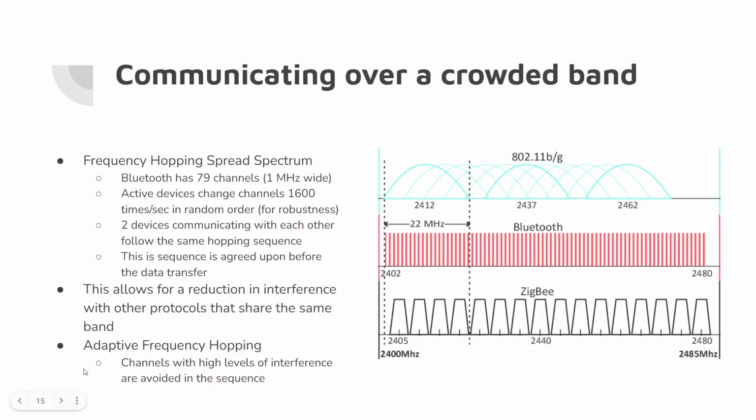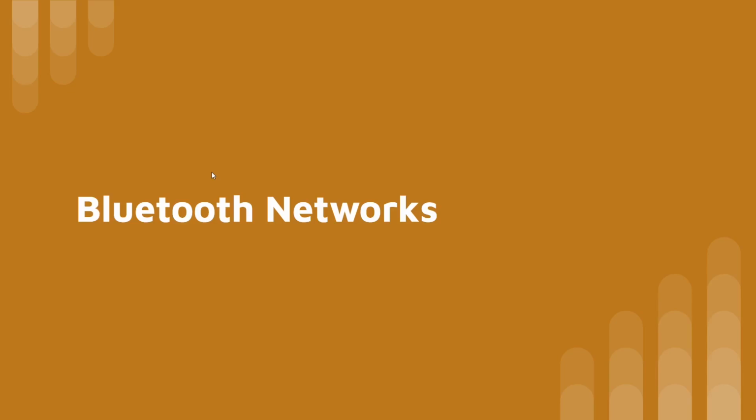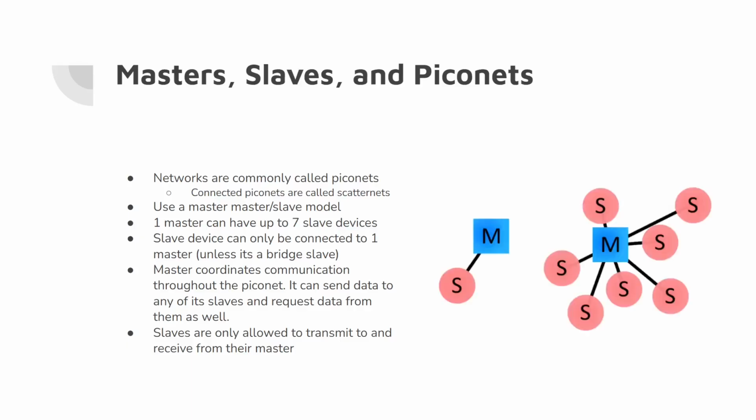So I thought that was an interesting way to do even better than the base level of frequency hopping. Okay, so now we understand how the data is transferred via the air. Let's look at how the Bluetooth devices actually work and connect to each other on a device-to-device protocol level.